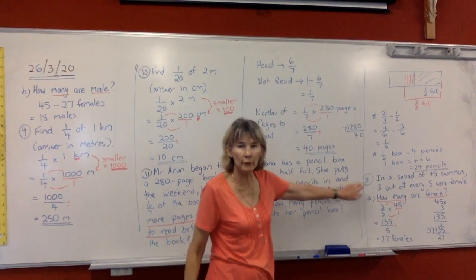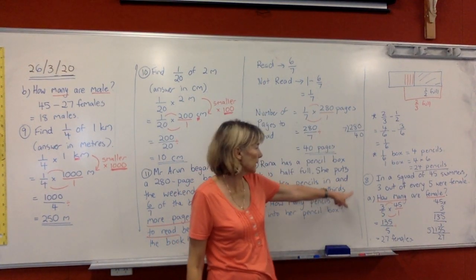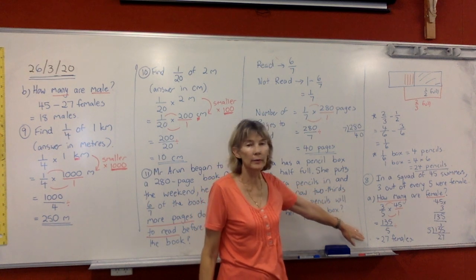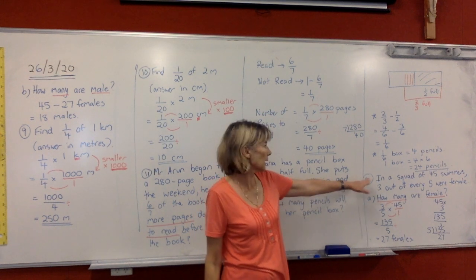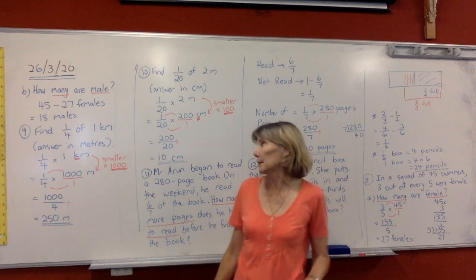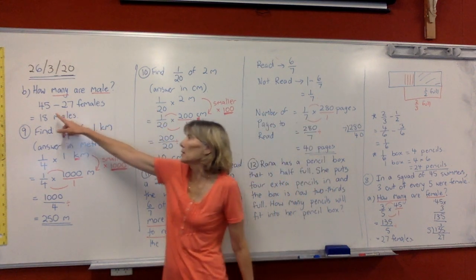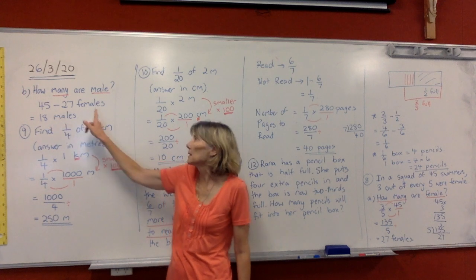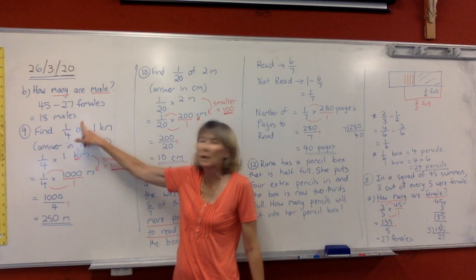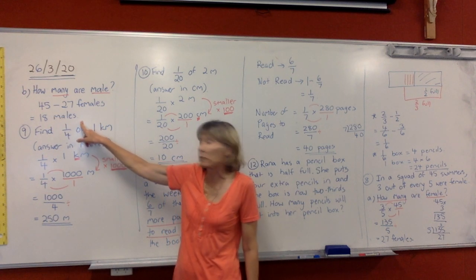So we were finishing off this question number 8 down the bottom here, where we just found there were 27 females in the squad of 45 swimmers. So when part B says how many are male, you'll take the squad of 45 swimmers, take away the 27 females, and what you'll have left is how many males.